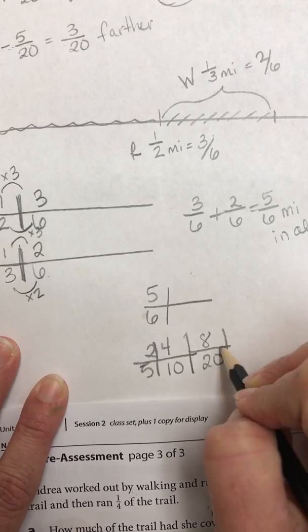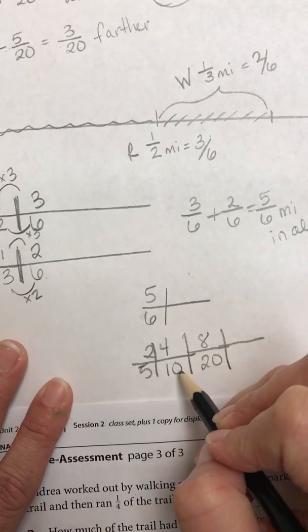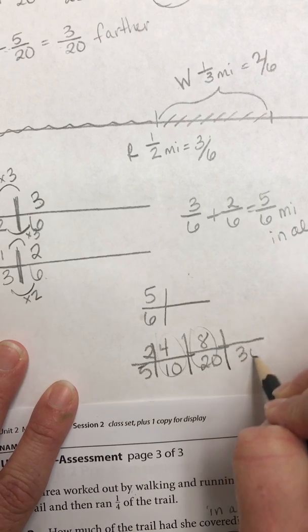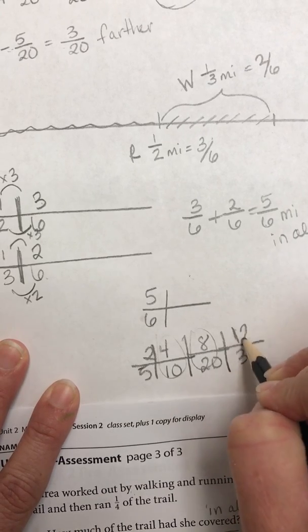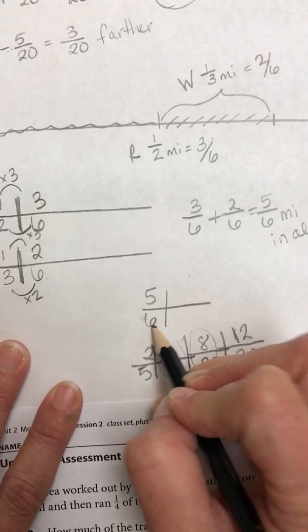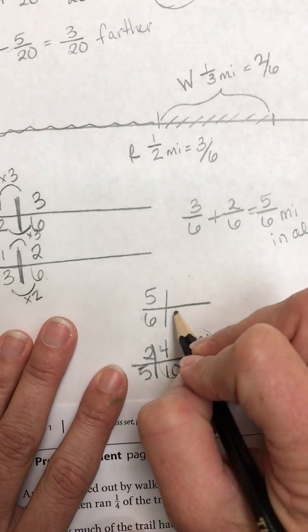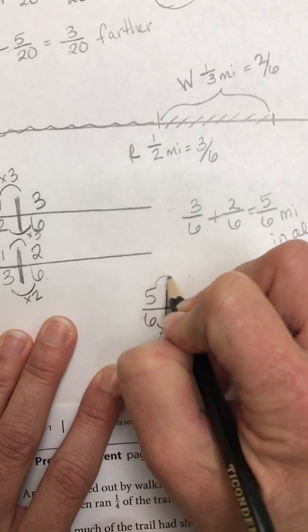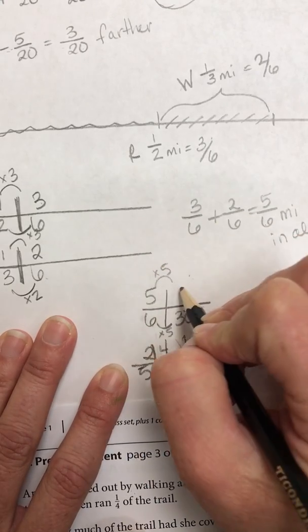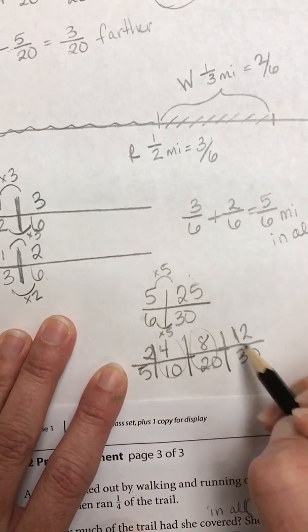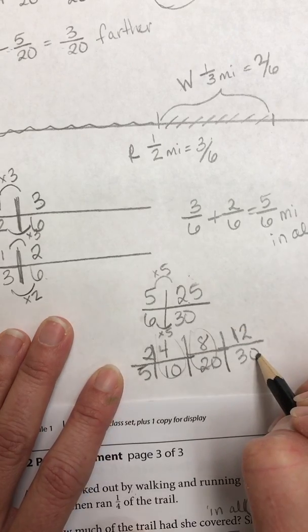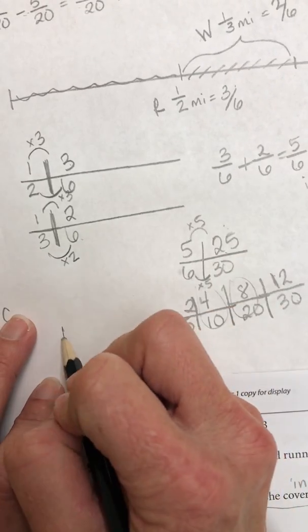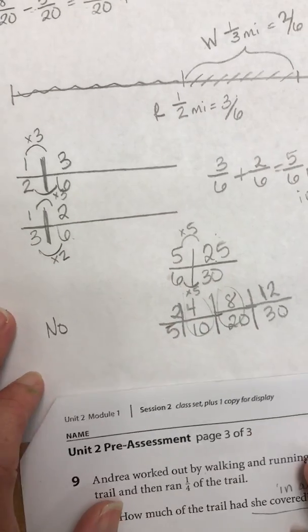8/20. If I add these two together, I'm going to get 30 and 12. 12/30. Can I make 6 go to 30? Yes, I can. I can times it by 5. And I can times this one by 5. 25/30. Is that anywhere close? No, it is not a reasonable answer. So we would say no, it is not reasonable.